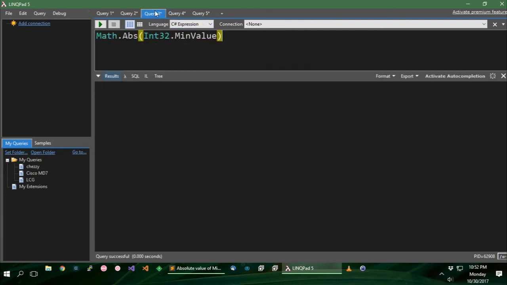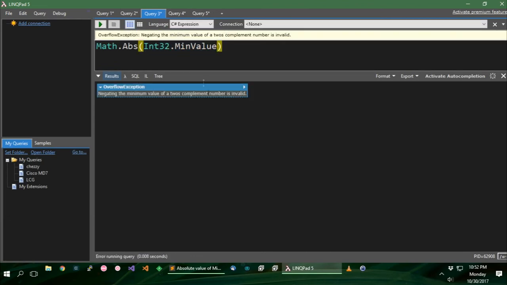Now if we go back to our negative value, if we take the absolute value of the lowest possible value, we get an error. I don't know if you can read this, you probably can. It says negating the minimum value of a 2's complement number is invalid. I have no idea what that actually means, but I'm guessing it's something with negative 2 to the power of 31, that you cannot have that positive.